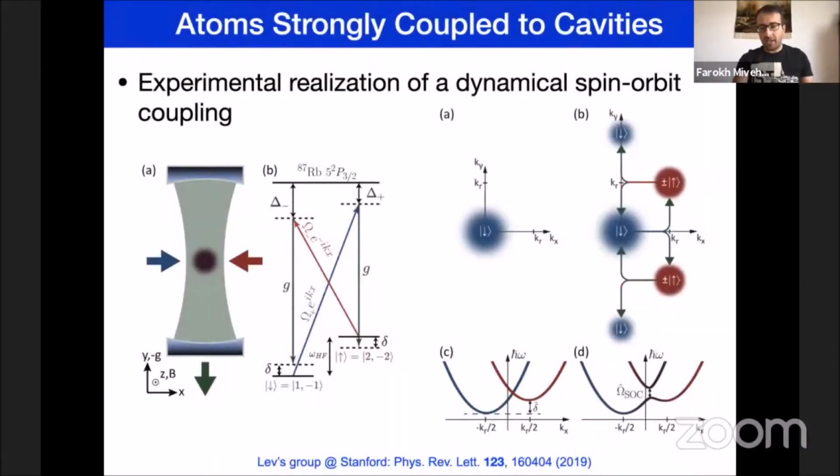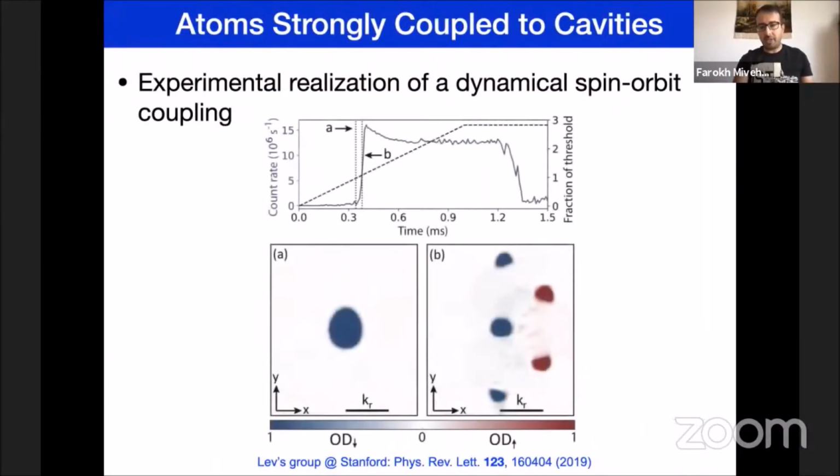As we predicted, they exactly see that the spin-orbit coupling emerges beyond some critical threshold strengths, and the characteristic momentum distribution of a spin-orbit coupling also emerges in the system.